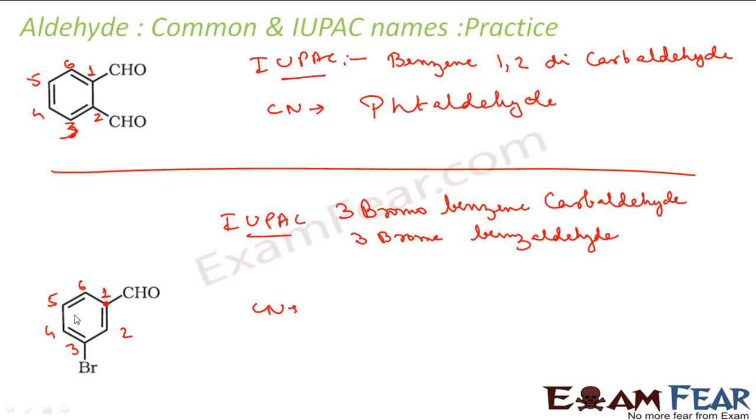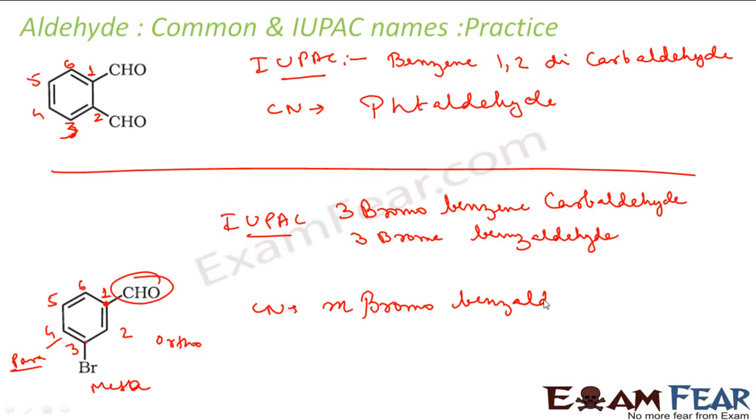Let's try the common name. So for common name, if you see, this is ortho, this is meta position, this is para position, if you consider this as a base, right? It's ortho, meta, and para. So at meta, I have a bromine. So it will be meta-bromobenzaldehyde. This will be the common name because the whole thing is benzaldehyde, common name.